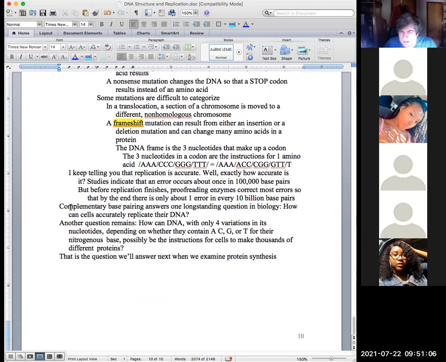So remember what we said at the beginning. Complementary base pairing is going to tell us how cells accurately and quickly replicate their DNA. The next question we need to address is, how does DNA, where you've only got 4 variations on the nucleotides, do they have A, C, G, or T, how can that be the instructions for thousands of different proteins? Well, we'll get to that tomorrow, Monday.